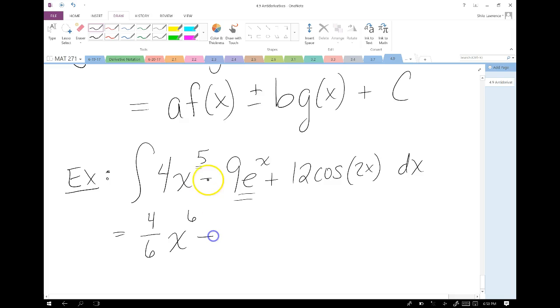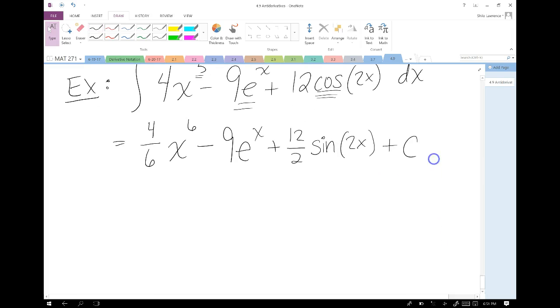For my next term, I've got subtraction, carry your subtraction down. The antiderivative for e to the x is e to the x. Coefficient just gets carried along for the ride. Addition gets carried down. The antiderivative for cosine is sine. We're going backwards. Angle never changes. Now with derivative, I would multiply by a 2. For antiderivative, I divide by a 2, and my coefficient gets carried along for the ride. Don't ever forget your plus c.